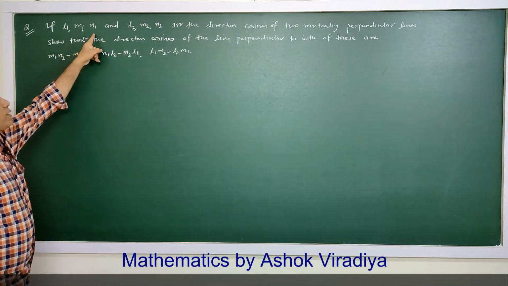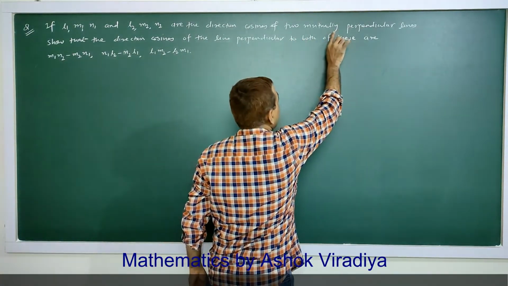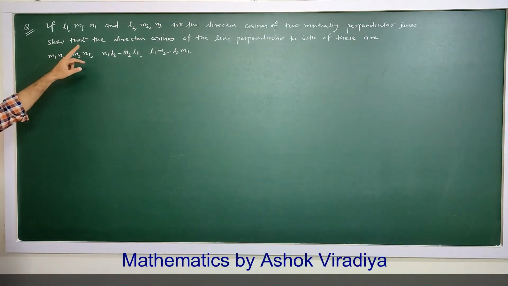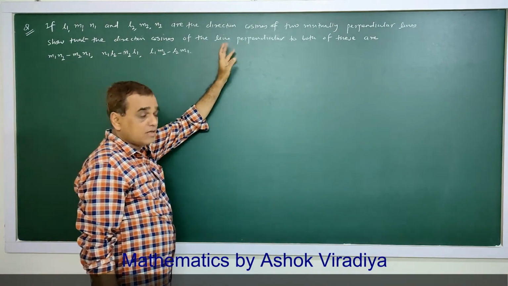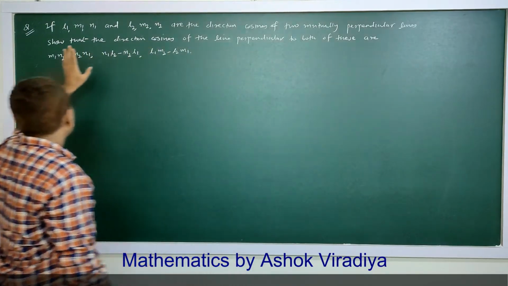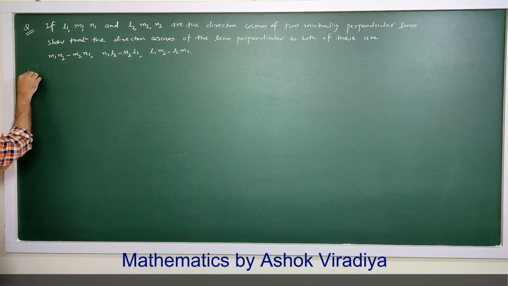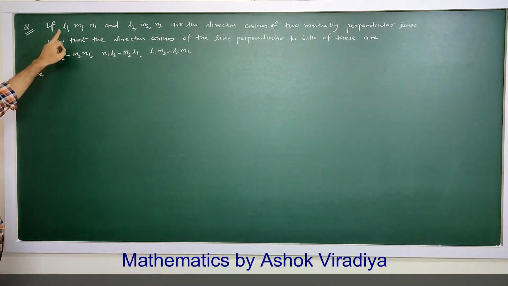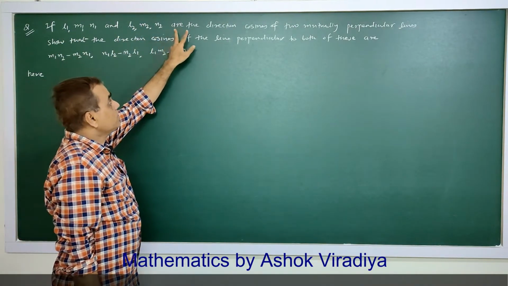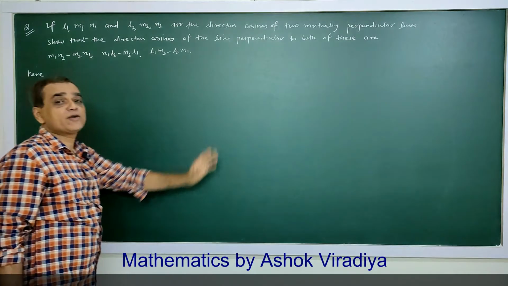If L1, M1, N1 and L2, M2, N2 are direction cosines of two mutually perpendicular lines, then the direction cosines of the line perpendicular to both of these are these three numbers. Say here, given that L1 M1 N1 and L2 M2 N2 are direction cosines of two mutually perpendicular lines.